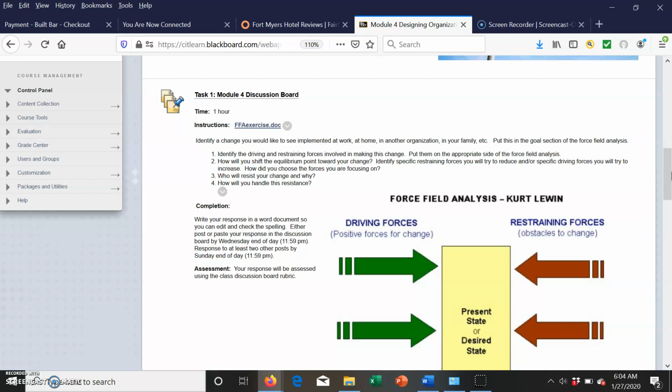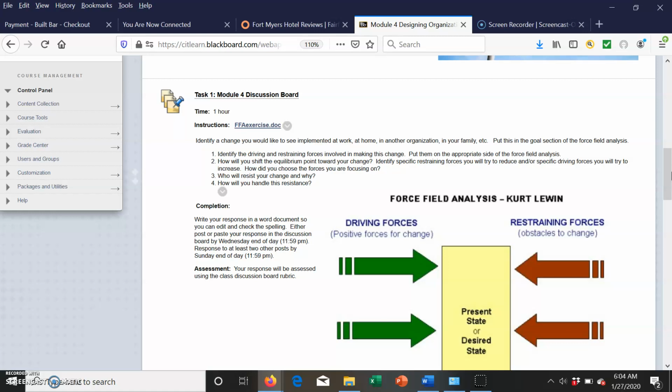So the second question is, how will you shift the equilibrium point? So what driving forces can you increase? What restraining forces can you try to reduce? And so the most effective or efficient approach is usually to try to overcome the obstacles and get those individuals or situations to change, to stop resisting the change.